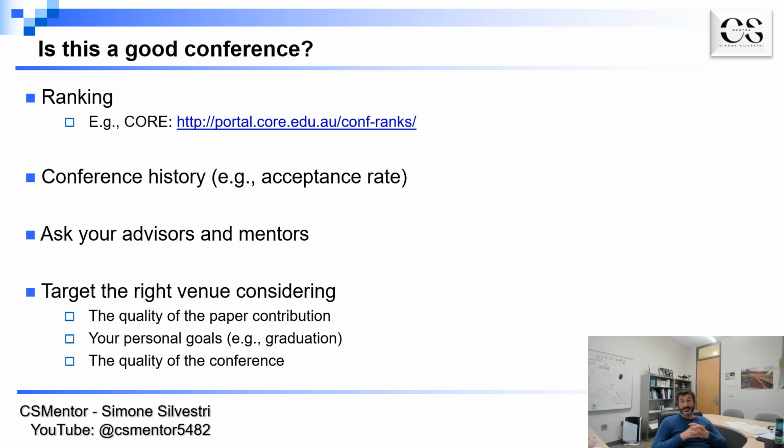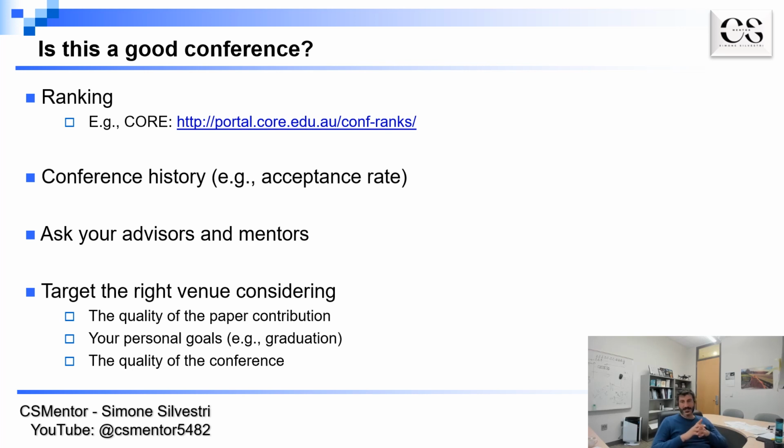Another aspect to consider is the conference history. So what papers have been published at that conference? Have they been cited or not cited? Also, how long the conference has been around. If a conference has been around 40 years, it must be a pretty solid conference that is well supported by the community, that many people have published in, while a new conference may or may not exist for a long time.